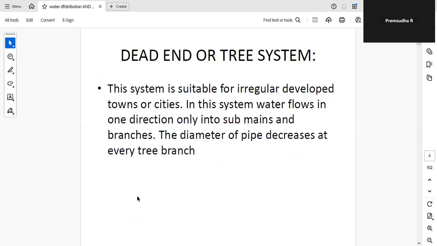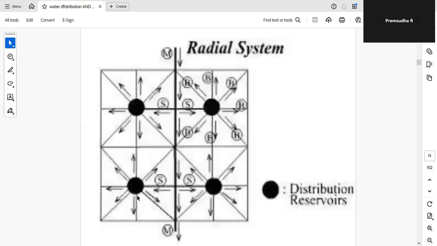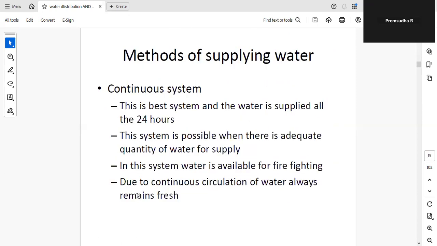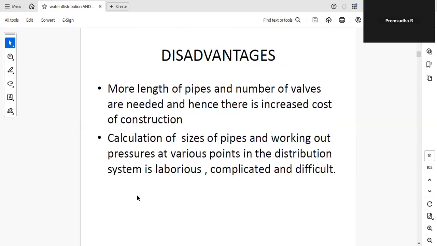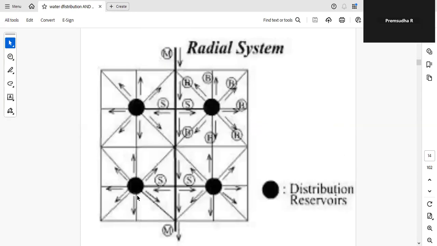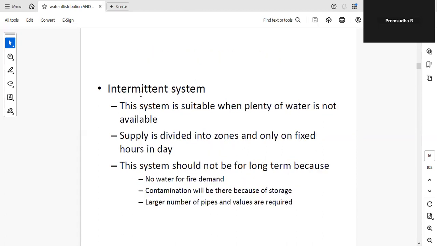Before we start the network system, see what there is. After treatment, they have to distribute the water. There are so many methods and network systems available. What are the methods of supplying water? How will you supply the water to a community? Either continuous, 24 hours, or intermittent, where in a particular day, for a particular duration, we have to supply. There are two methods: continuous system and intermittent system.